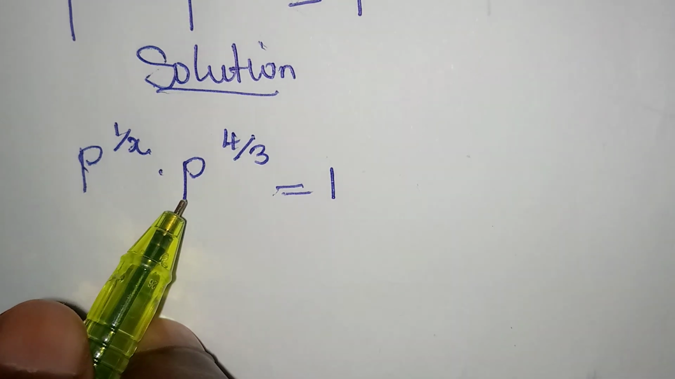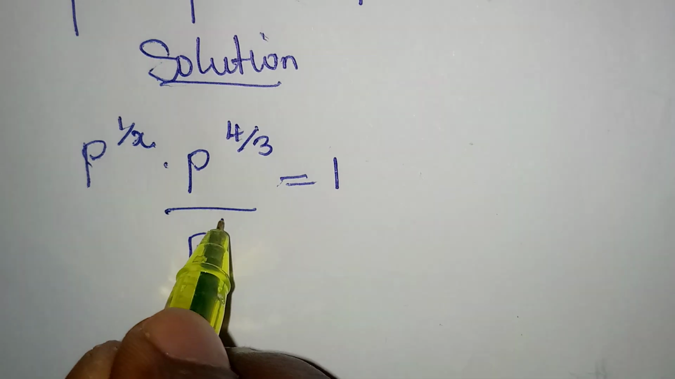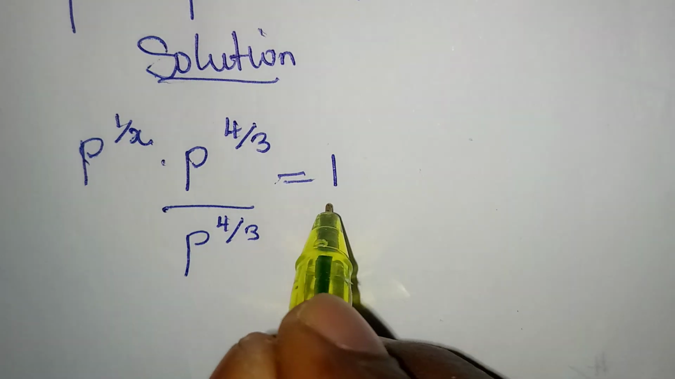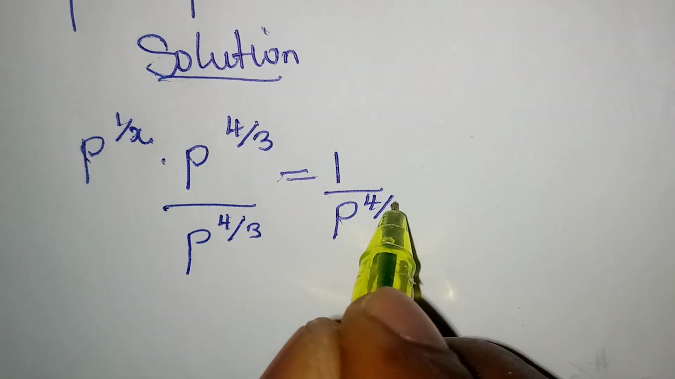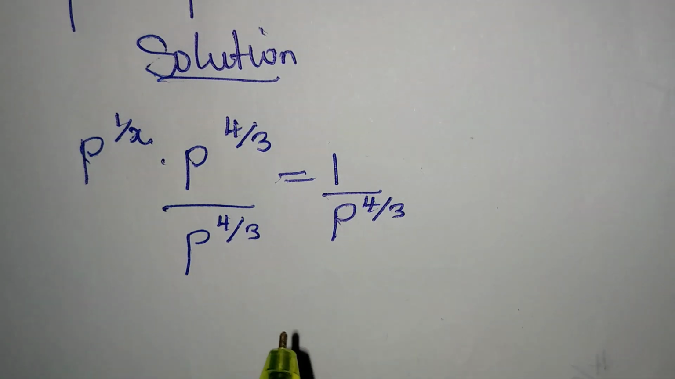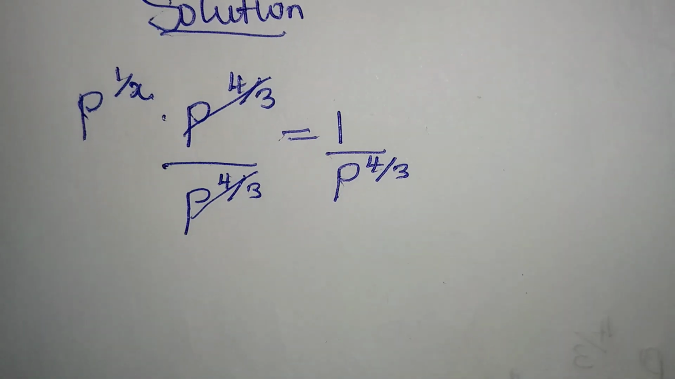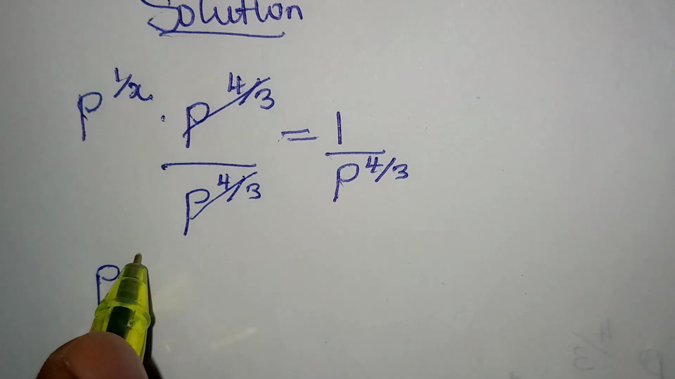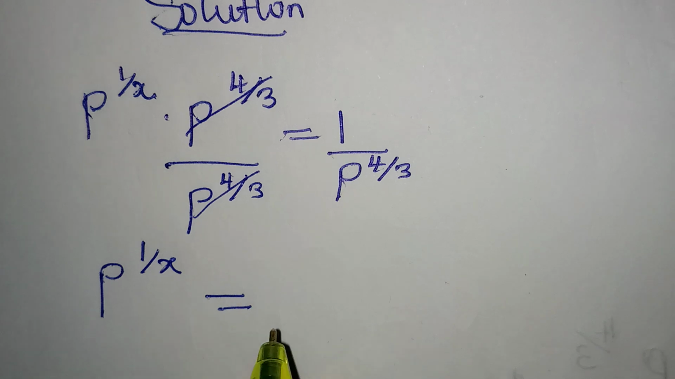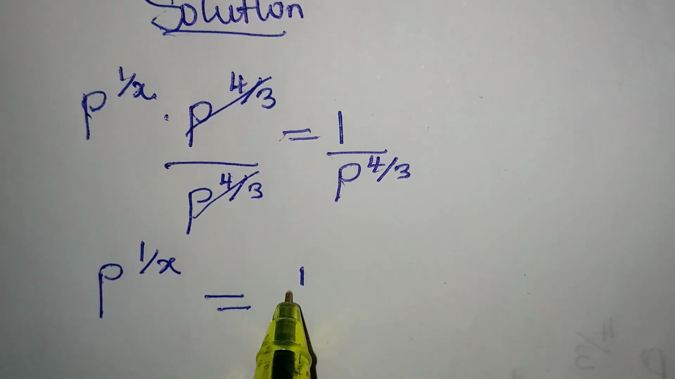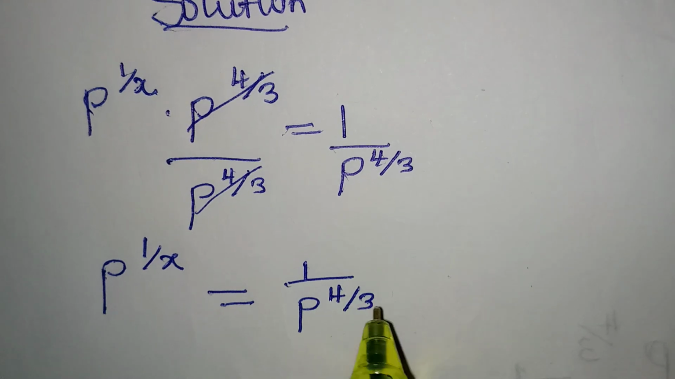I'm going to divide both sides by P to the power of 4 over 3. This will go with this, so that we have P to the power of 1 over x being equal to 1 over P to the power of 4 over 3.